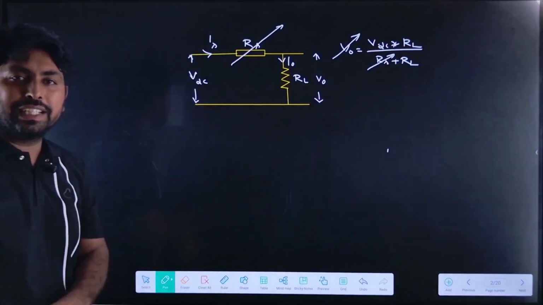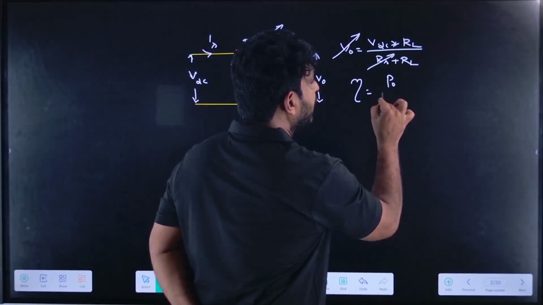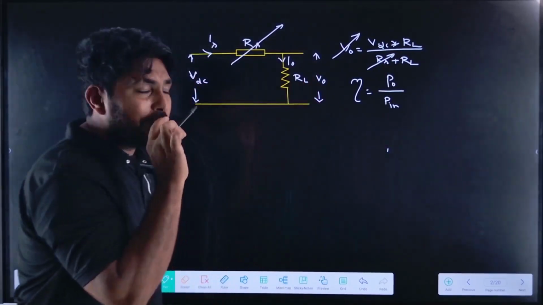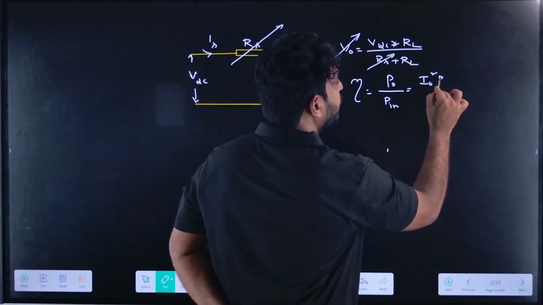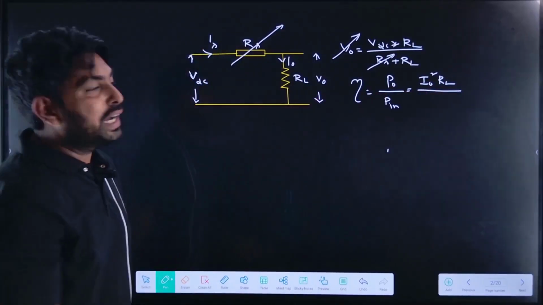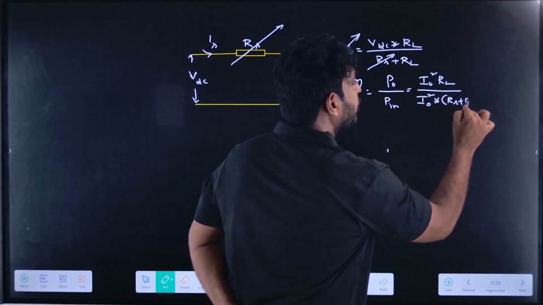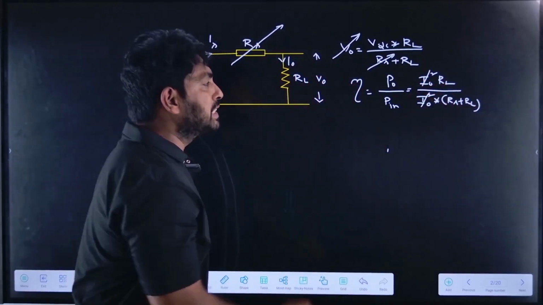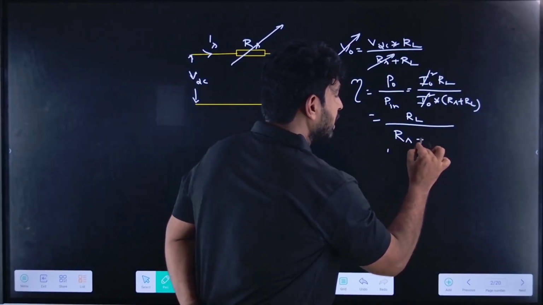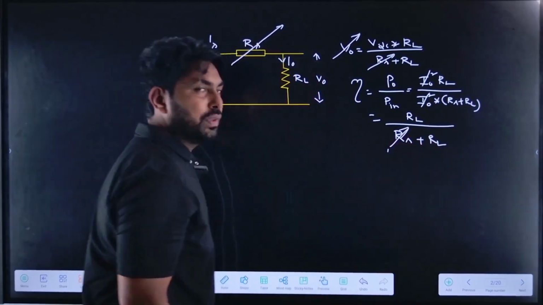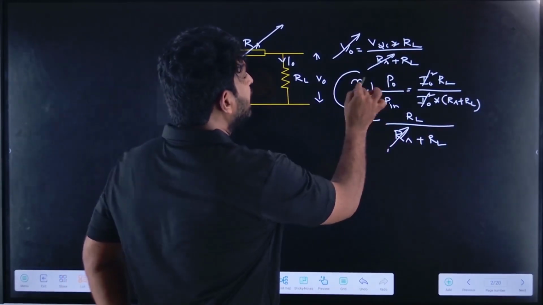But there is a disadvantage in the circuit. What is that? If I find the efficiency, that is output power by input power. What is the output power here? I0 square into RL. What is the input power here? I0 square into RS plus RL. So I0 square will get cancelled, and efficiency equals RL divided by RS plus RL. And this RS is variable. For example, if I increase RS to get the required output voltage, what will be the efficiency? Efficiency reduces.